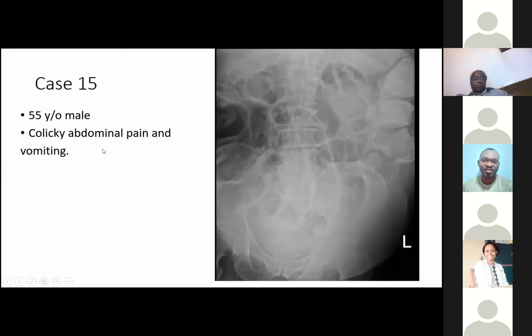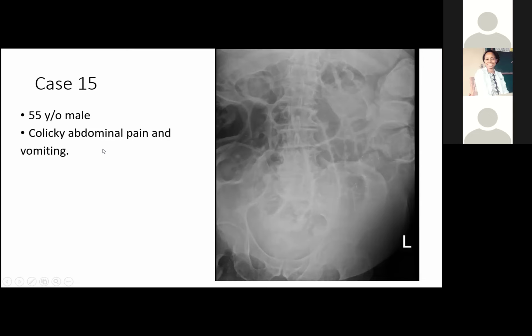Case number 15 is a 55-year-old male who had colicky abdominal pain and vomiting. And he had been previously well up until recently. And this was his plain film of the abdomen.